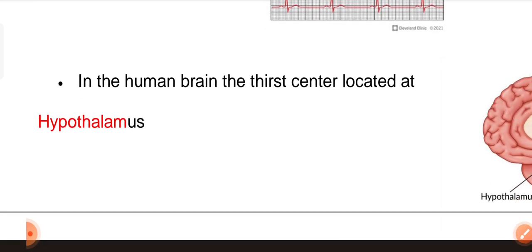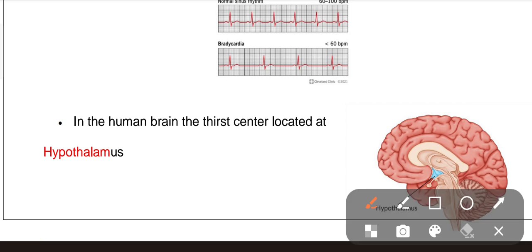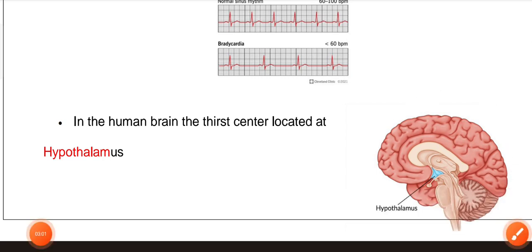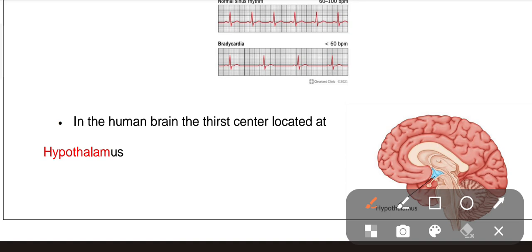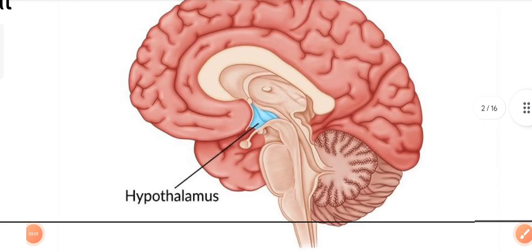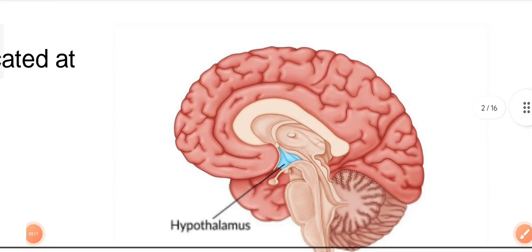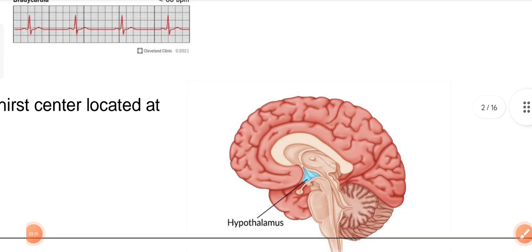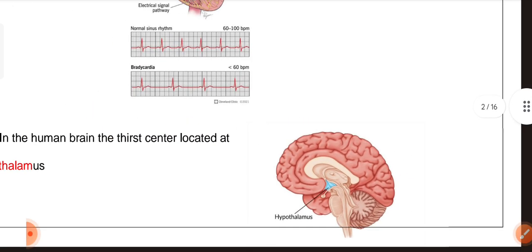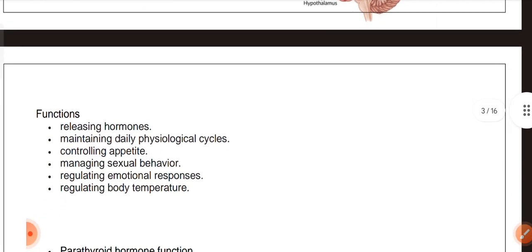And in the brain, the thirst center is located at, in the brain you can see the brain structure here. This is the brain, and we have a small structure here, you can see. This is called the hypothalamus. This hypothalamus controls the thirst. Thirst is nothing but a drive to drink water. It is called thirst. So the thirst center is located at the hypothalamus.